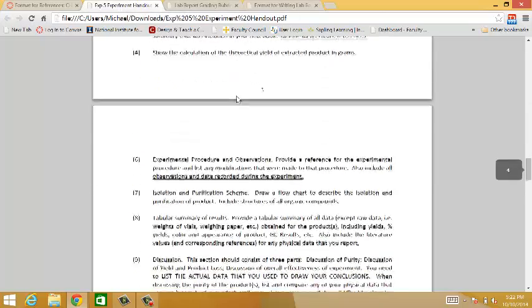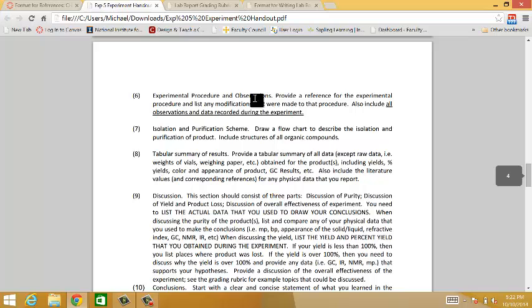All right, next, experimental procedure and observations. Provide a reference for the experimental procedure and list any modifications that were made to that procedure, and you will always include all observations and data recorded during the experiment. Now, sometimes people will say, do I write out the complete procedure? Do I just provide a reference? What should I do? And my first answer to that is follow the directions.